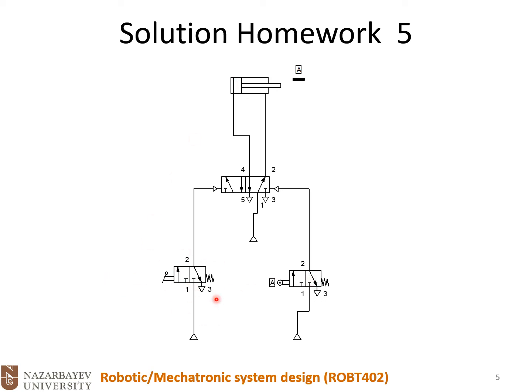The manual one was the positive control signal. It means that the cylinder will move forward, and the automatic was the negative control signal. It means that it will retreat the piston back to its initial position.